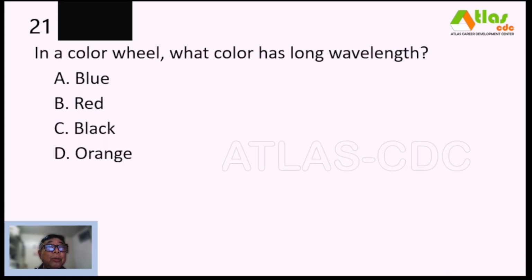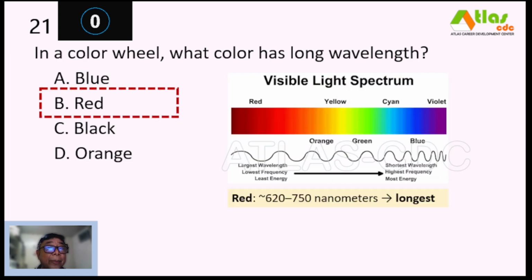Number 21. In a color wheel, what color has long wavelength? A, blue; B, red; C, black; and D, orange. And our correct answer is letter B, red. So red has 620 to 750 nanometers and is considered as the color with the longest wavelength. Ito yung pinakamahaba na wavelength.